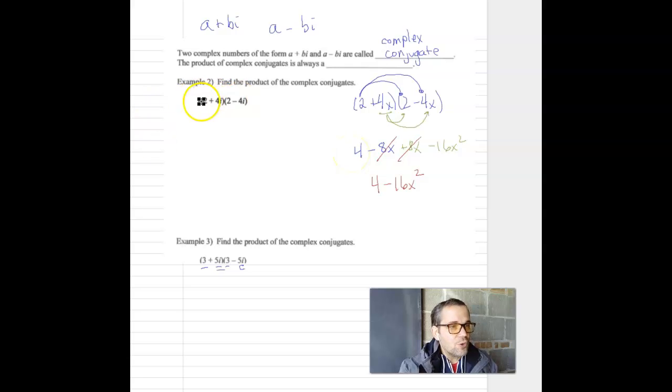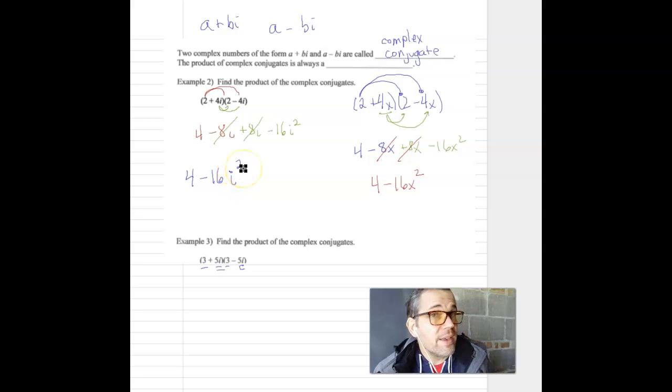If I was to do those same things here, I would have 2 times 2 is 4. I'd have a negative 8i. I'd move on to the next one. 4i times 2 is positive 8i. 4i times negative 4i is negative 16i squared. These would knock each other out, and I'd end up with 4 minus 16i squared.